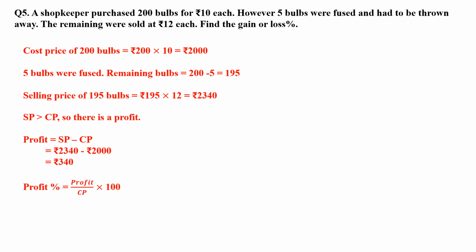Now you have to find the percentage also. So it will be profit divided by cost price. Your profit is 340 rupees, and the cost price was 2000 rupees, multiplied by 100. Now eliminate all the zeros. So it is 34 by 2, which will give you 17%. Right?